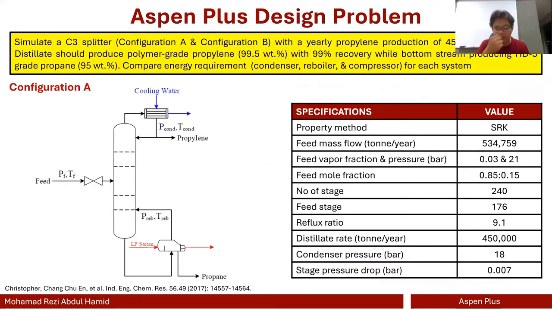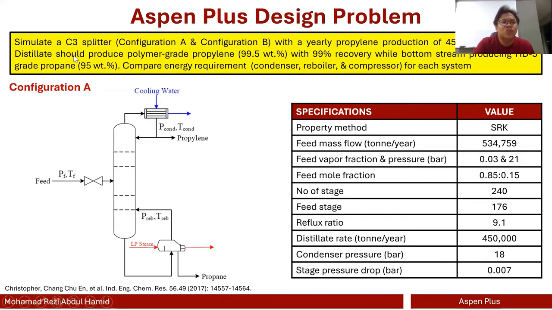Let's see. Okay. Before we move on to our simulation, I think it would be a good idea for us to know what our design problem is. So in our design problem, we would like to simulate a C3 splitter with configuration A as well as configuration B with a yearly propylene production of around 450,000 ton per year. So this is our distillate rate, by the way.